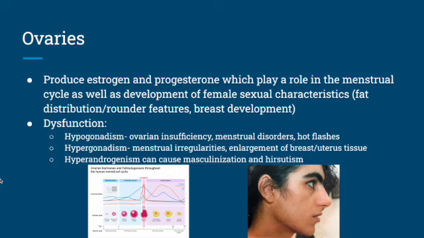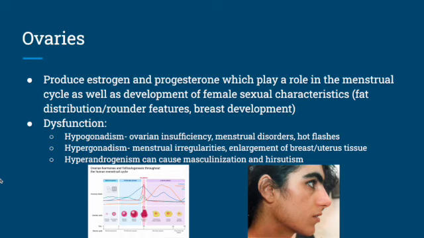And that will bring us to the ovaries, which are producing estrogen and progesterone, and are going to be very important for menstrual cycle regulation as well as development of female sexual characteristics and function. It'll be really important for breast development, and will also be relevant for fat distribution, leading to some of the rounder features found in females typically.